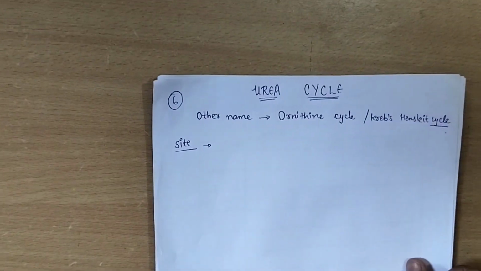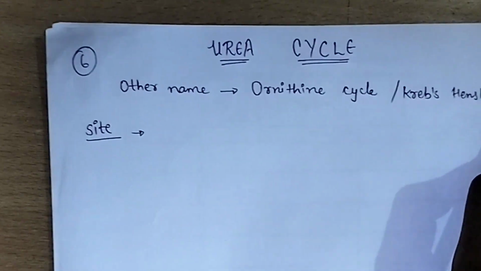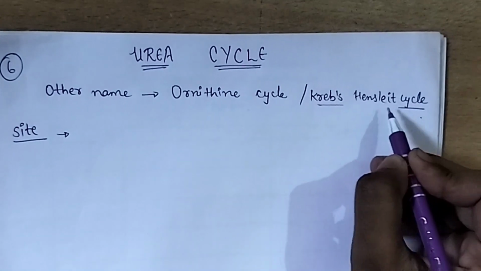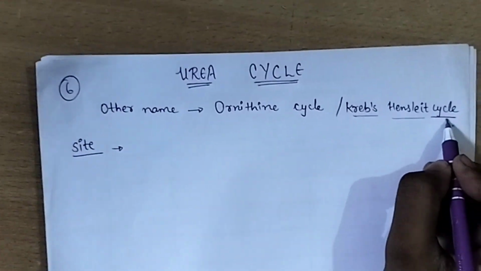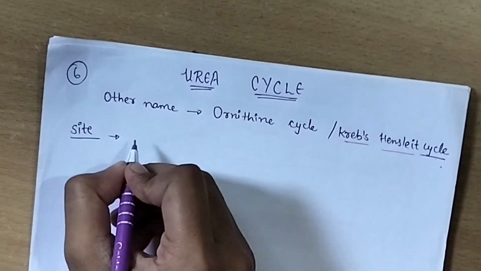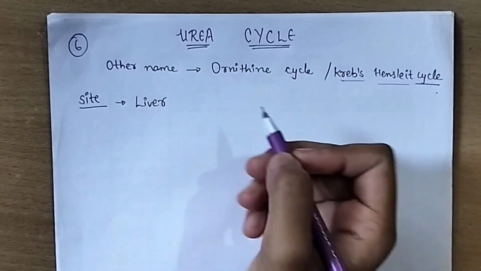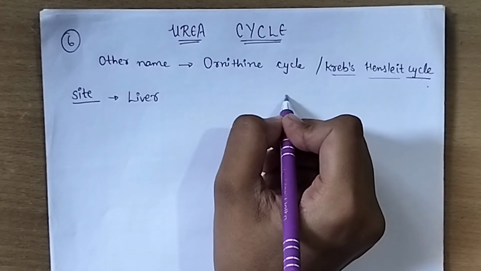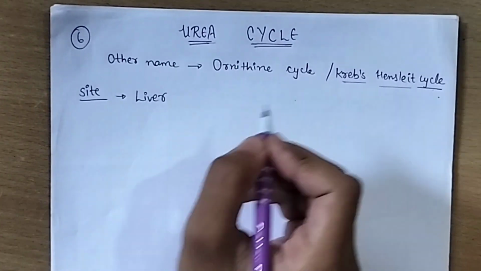So we know this as the ornithine cycle, and this cycle was elucidated by Hans Krebs and Kurt Henseleit. So we know this cycle as the Krebs-Henseleit cycle. Now we start with the site. Urea synthesis occurs in the liver, and we transport this urea to the kidney for its excretion. This urea cycle is partly cytosolic and partly mitochondrial.